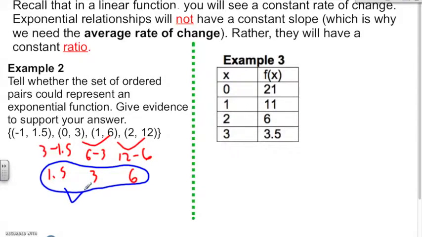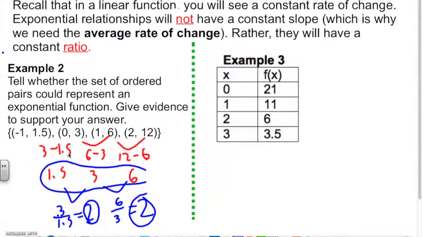So I'm just going to take my two values here, 3 divided by 1.5. Alright, and I'm going to do these two values, 6 divided by 3. So 3 divided by 1.5 is going to give us 2. And 6 divided by 3 is going to give us 2. Since we got 2 when we divided on both of these, we got a common ratio of 2. So we are going to be able to say yes, that this is an exponential function because we have a common ratio of 2.